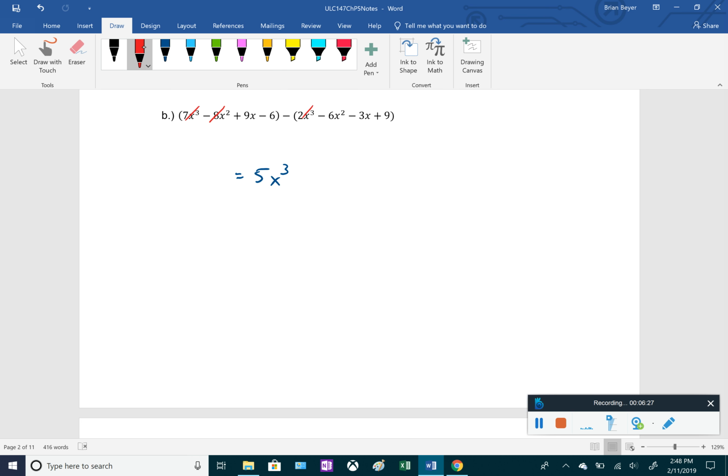Negative 8x squared minus a negative 6x squared. So that's going to be plus 6x squared. So that means negative 8 plus 6, negative 2x squared. And then for the 9x minus negative 3x, that's 9x plus 3x, so that's plus 12x. Lastly, negative 6 minus 9 is negative 15, so minus 15. Okay, so adding and subtracting polynomials is just combining like terms, so pretty simple.